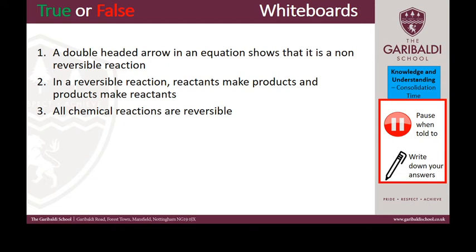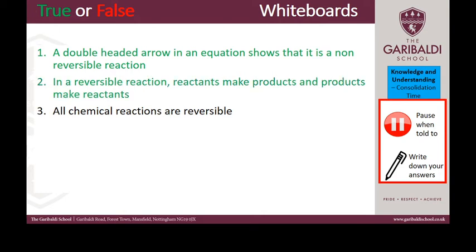Number 1. A double-headed arrow in an equation shows that it is a non-reversible reaction. This is false. Number 2. In a reversible reaction, reactants make products and products make reactants. True or false? True. Number 3. All chemical reactions are reversible. True or false? This is false. Not all chemical reactions are reversible. Because remember, in chemical reactions, a new substance, a new product is made, and you cannot always reverse it. Think of the fire. When you burn wood, you can't unburn it. A chemical reaction has taken place.